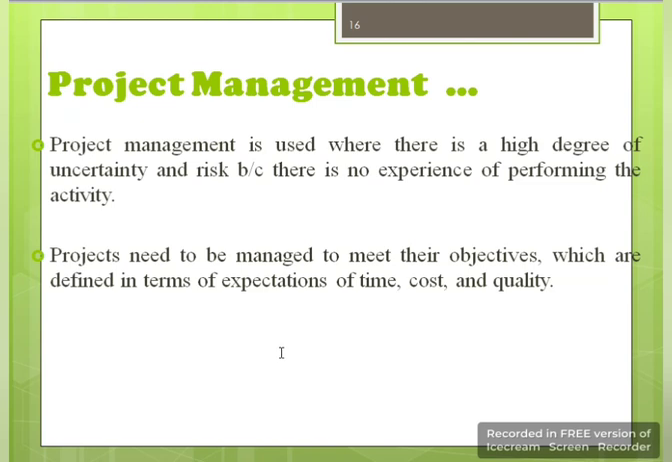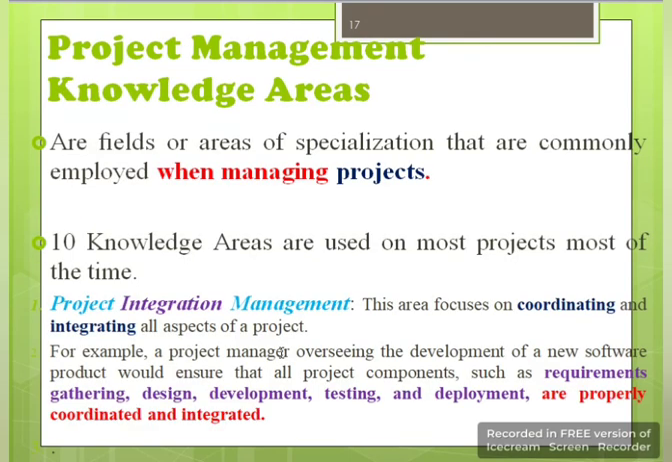Projects need to be managed to meet their objectives, which are defined in terms of expectations of time, cost, and quality. What are project management knowledge areas, and how do we define each? They are fields or areas of specialization that are commonly employed when managing projects. Ten knowledge areas are used on most projects most of the time.